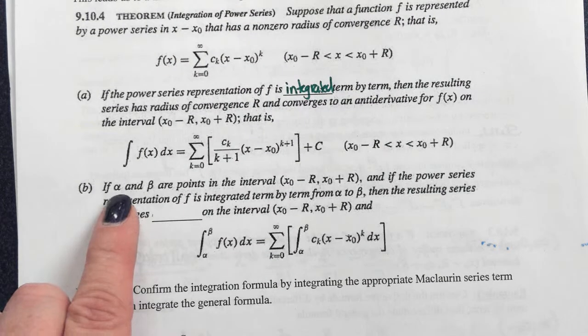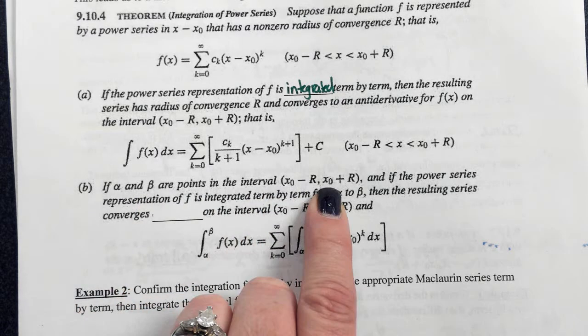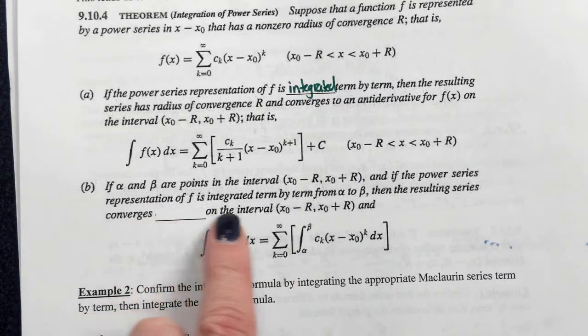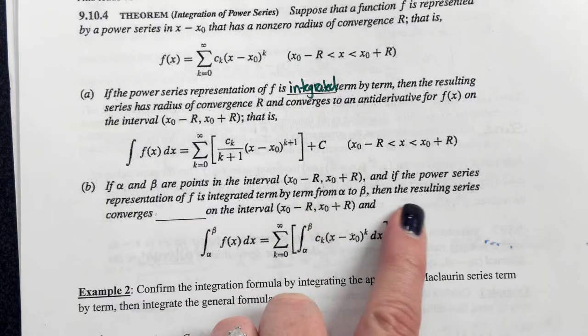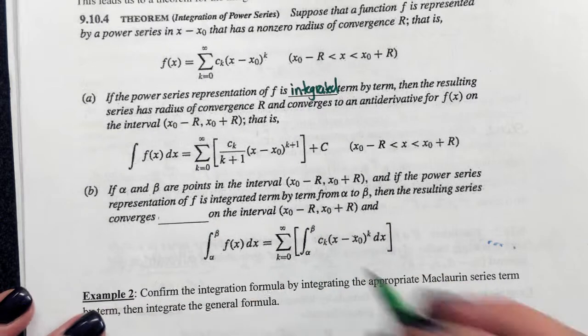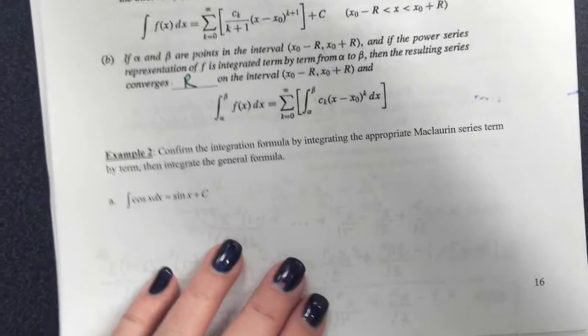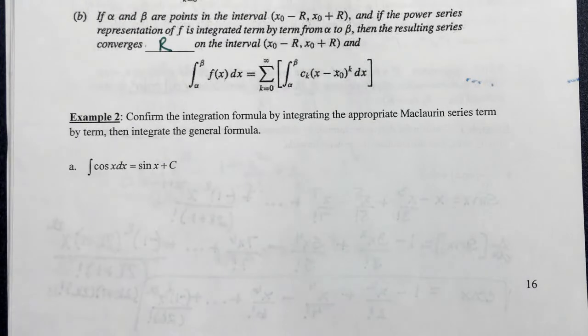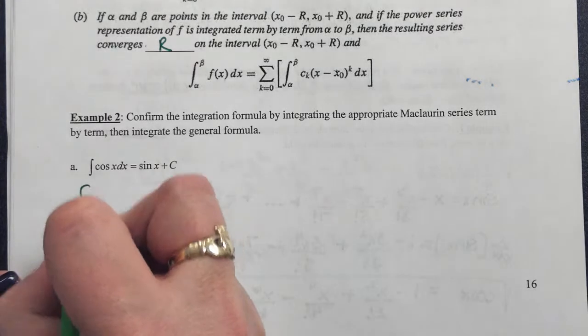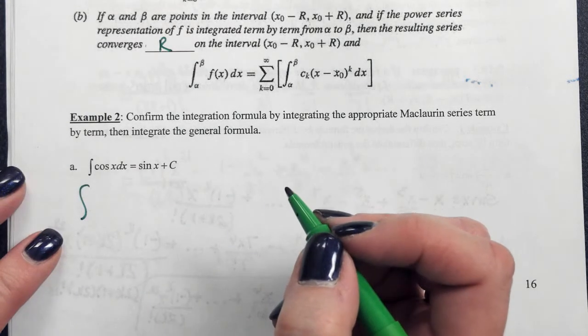So if alpha and beta are points on the interval, and if the power series of f is integrated term by term from alpha to beta, then the resulting series converges with radius r on the interval x minus r and x sub 0. Again, this applies for your Maclaurin and your Taylor as well. So you can prove why the integral of cosine of x is equal to sine of x plus c by integrating term by term.